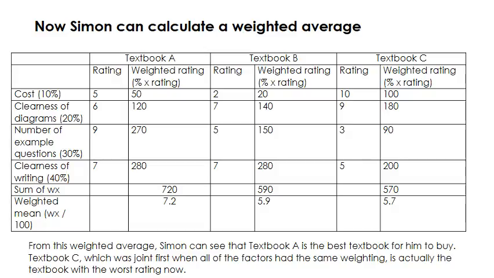You do the same for textbook B, and the same for textbook C. And now you can see that there's a different order. Textbook A has clearly come out on top at 7.2. Textbook B is 5.9, and textbook C, which was equal to textbook A when we did the normal mean, you can see is actually the worst one.